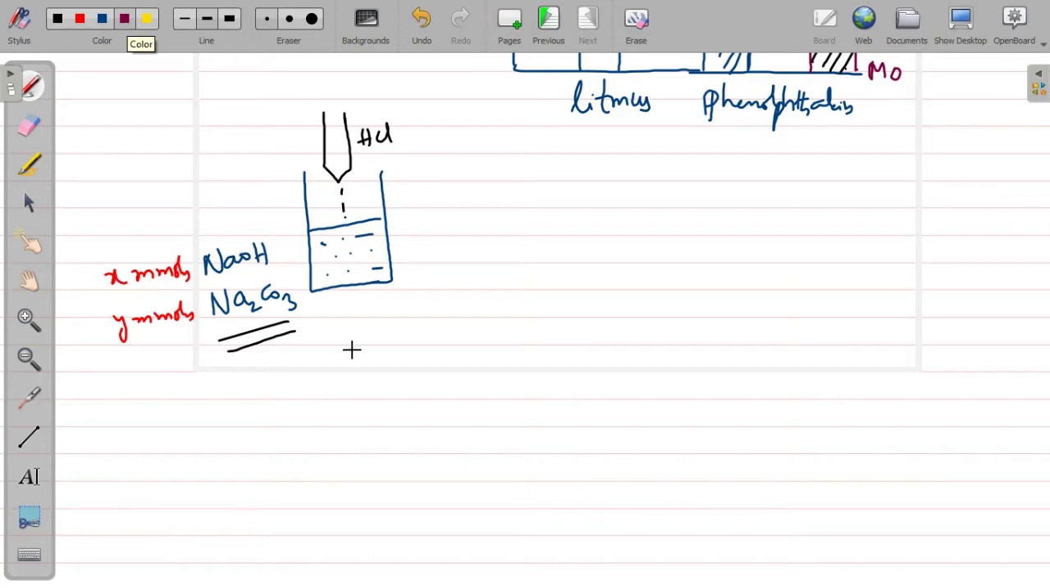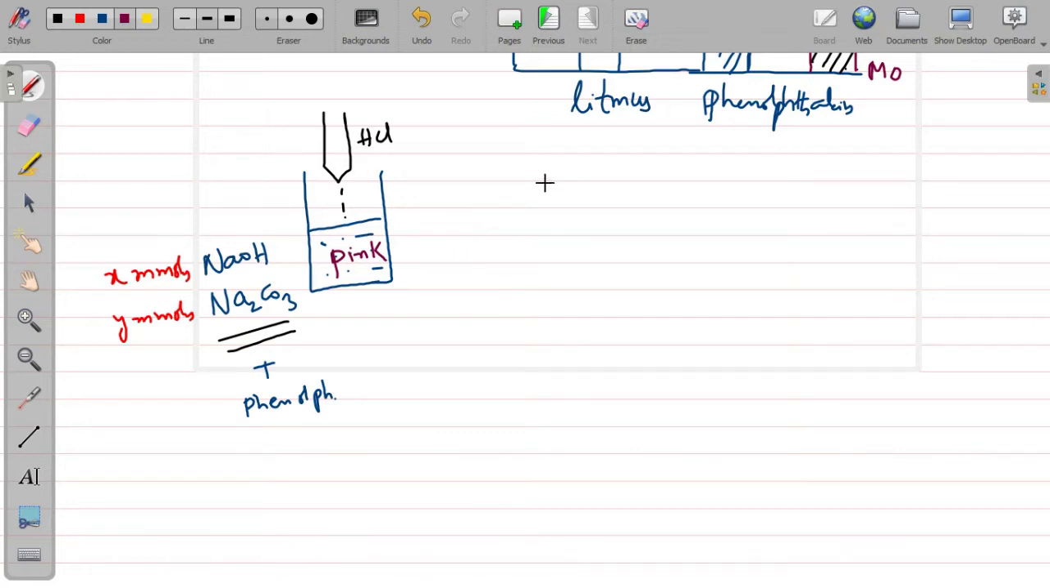There are two indicators available, phenolphthalein and methyl orange. Let's take phenolphthalein as the indicator, and add it into the beaker. Phenolphthalein shows pink color in basic medium, therefore you will see a pink solution. Now add HCl into the beaker.